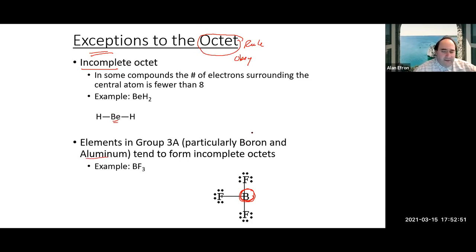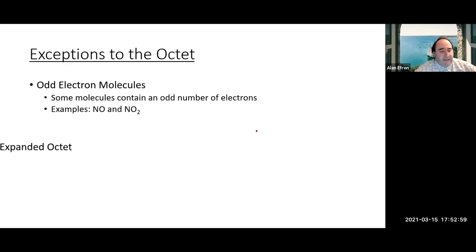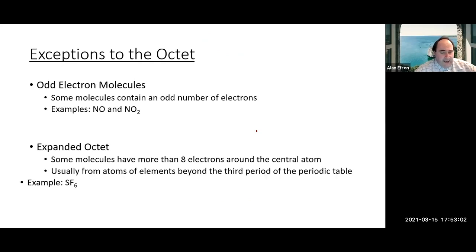So usually it's boron that you see, but one thing that will happen is what is known as, again, an incomplete octet, which means it has less than those 8 electrons. And again, you will not be asked to draw any of those, but that is obviously one exception.